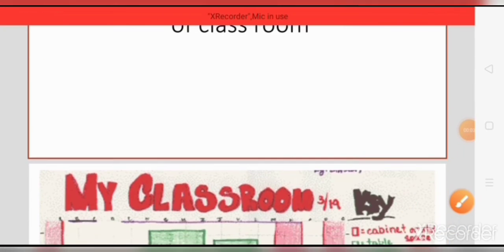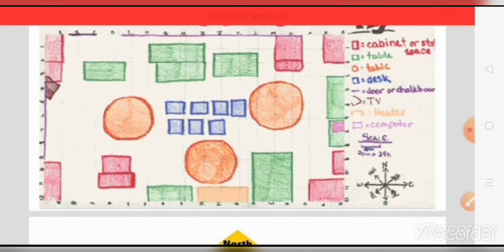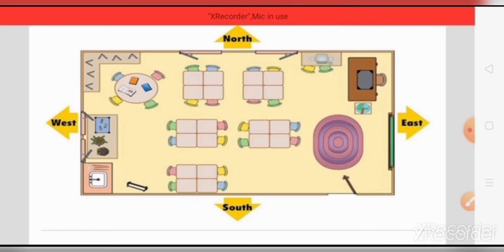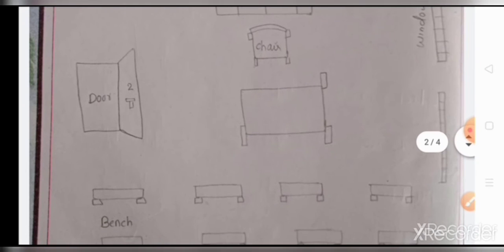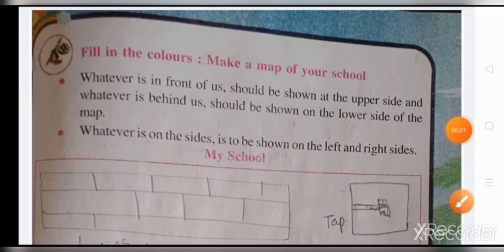Map of classroom. This is the classroom, my classroom. Cabinet, table, desk, door, TV, heater, computer, etc. North side, south side, west side, east side. This is an example of a classroom map. Look at the picture. Board, chair, blackboard, door, benches, etc. You also do it yourself. Fill in the colors.